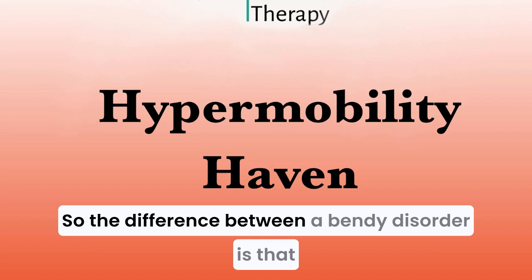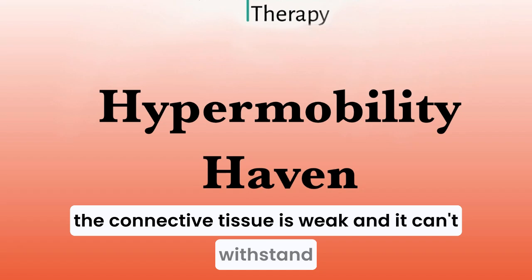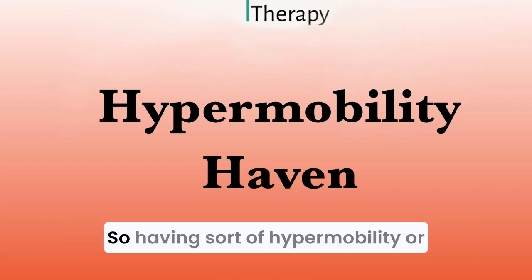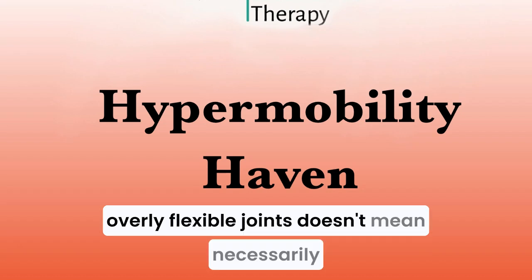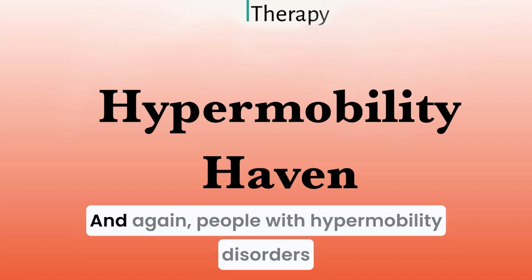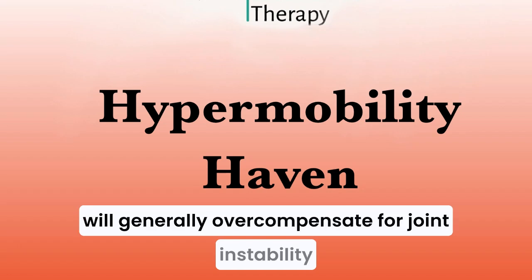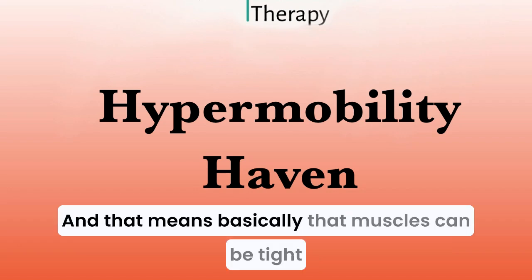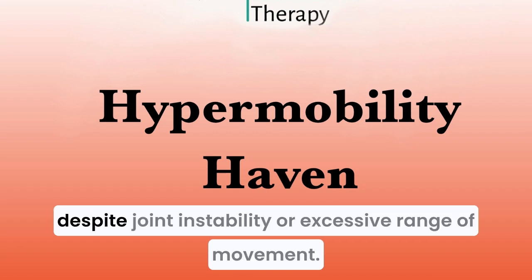So the difference with a bendy disorder is that the connective tissue is weak and it can't withstand the forces that go through that tissue. Okay, so having hypermobility or overly flexible joints doesn't necessarily mean that someone has good muscle length. And again, people with hypermobility disorders will generally overcompensate for joint instability by reducing their range of movement. That means basically that muscles can be tight despite joint instability or excessive range of movement.